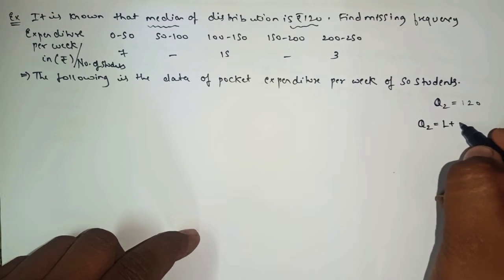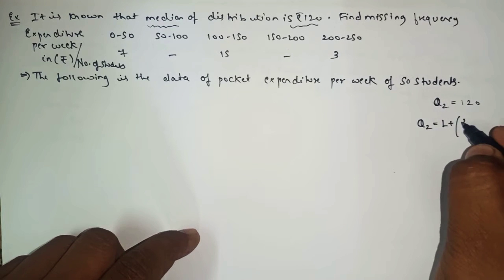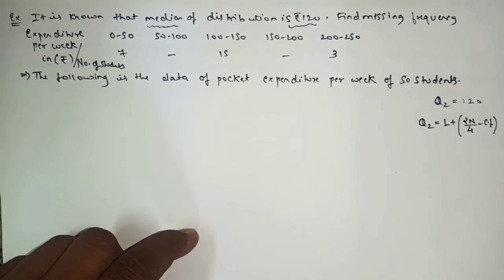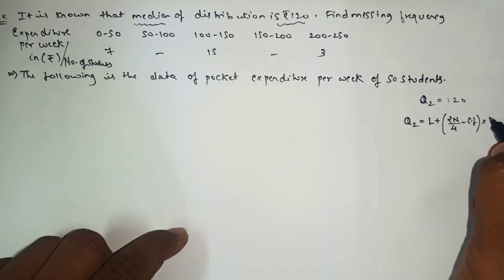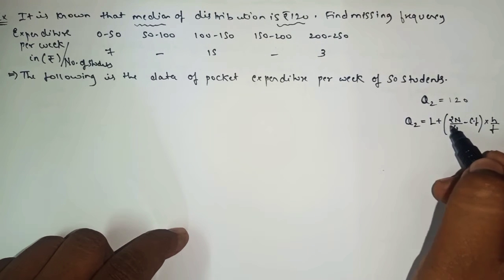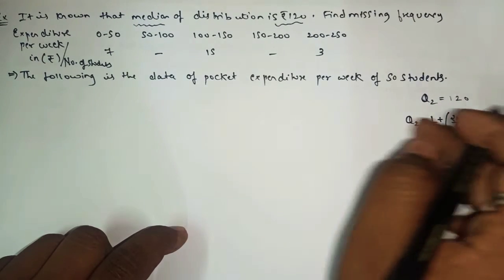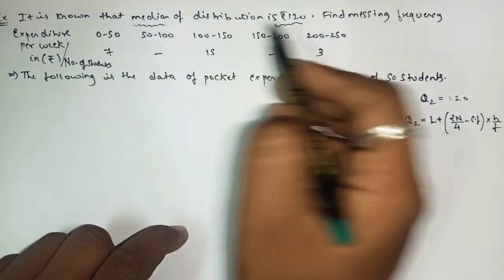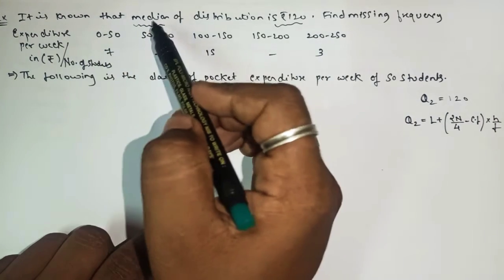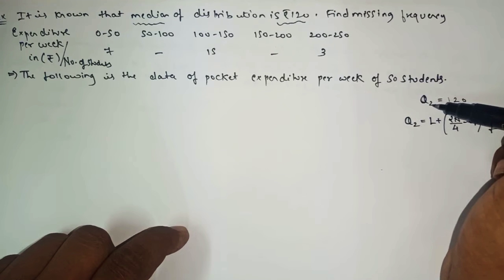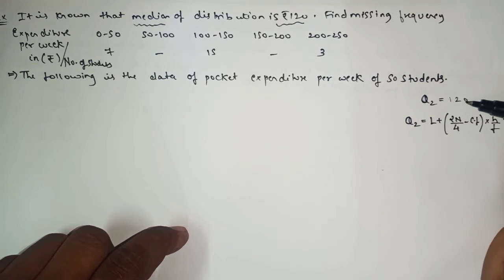It is L plus (2n upon 4 minus CF) into H upon F. You can write H upon F on this side also, and in place of 2n upon 4 you can write n upon 2 also. I explained all these things in the last video lecture. So from the first sentence we got the idea that for this sum we have the value of Q2, which is equal to 120.